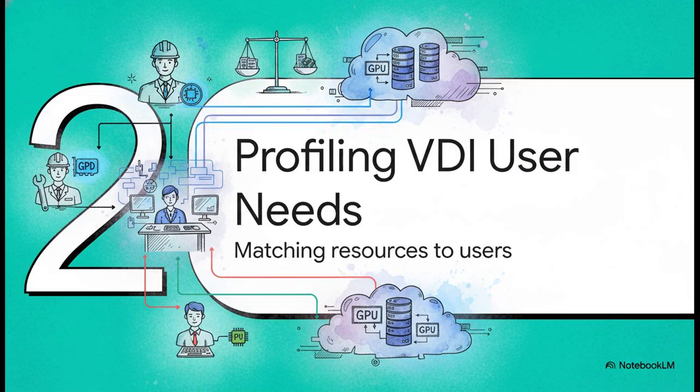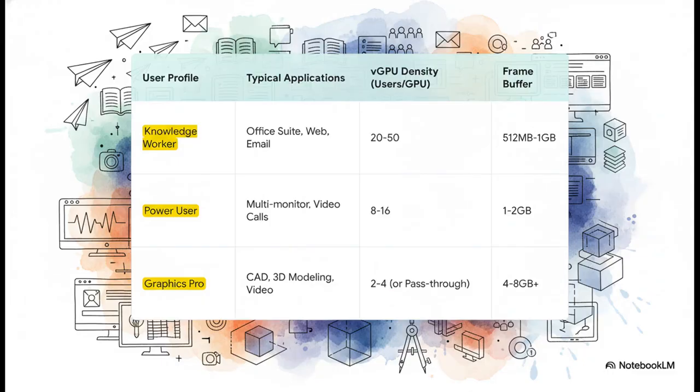So this leads to a really crucial point. You absolutely cannot have a one-size-fits-all approach. A successful VDI project hinges on understanding what your users are actually doing, matching the right GPU resources to their real-world work, not just what their job title says they do. Now, this is where it gets really interesting. We can basically break down VDI users into 3 core groups: the knowledge worker, the power user, and the graphics pro. And just look at the difference in density. That's how many users you can pack onto a single physical GPU. It's huge. And then there's the frame buffer, which is the dedicated video memory each user gets. Let's dig into each of these.